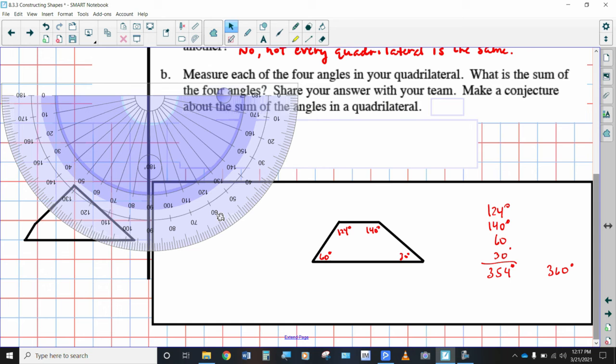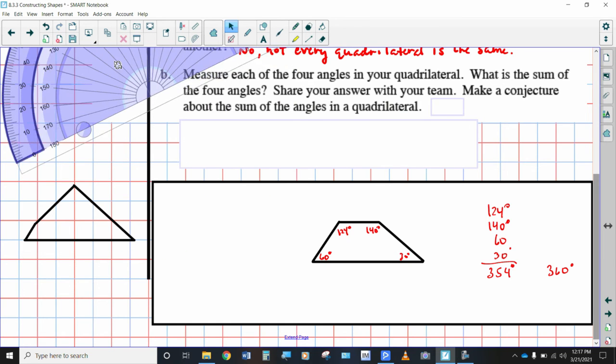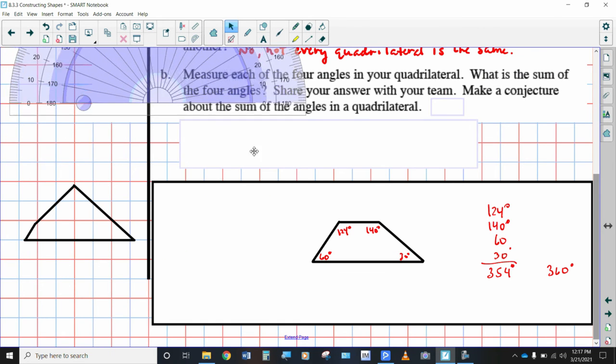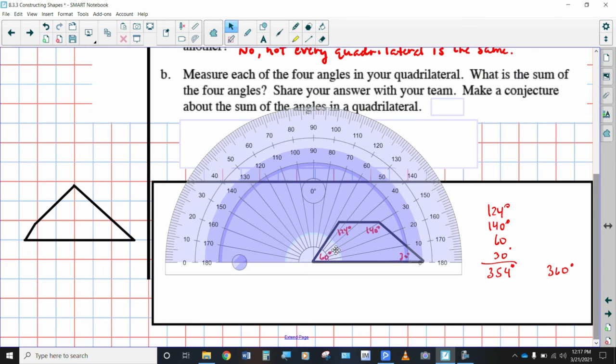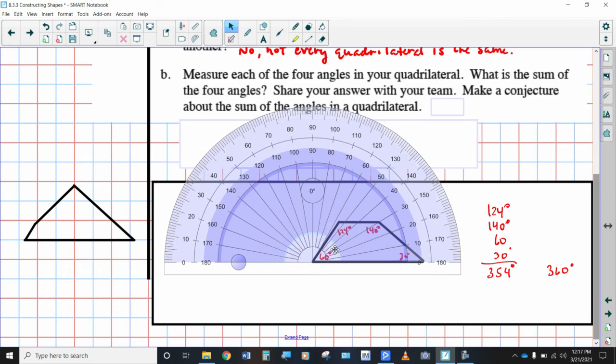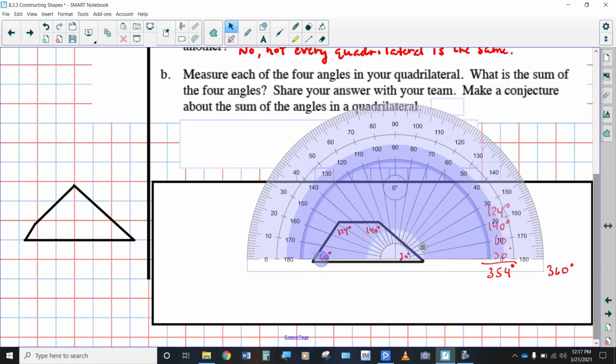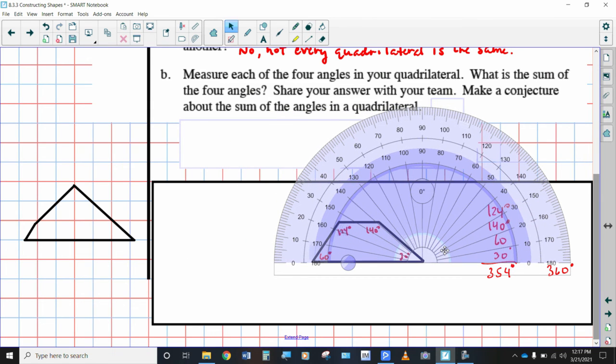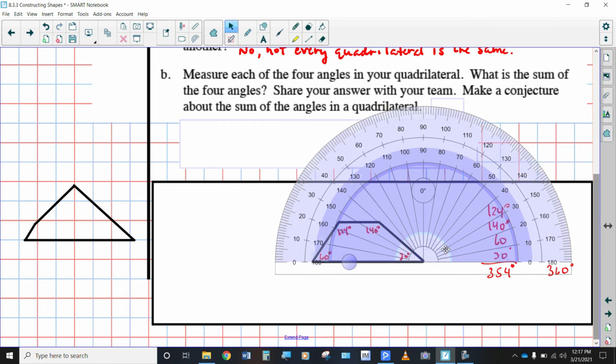Let's check and see if I messed up on my 60 and 30 degree angles. Yeah, that's not quite 60. That one looks more like it's about 58. What does this one measure? That one, what is that? It's not even 30 degrees. That's like 42.